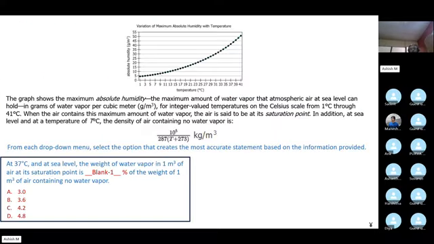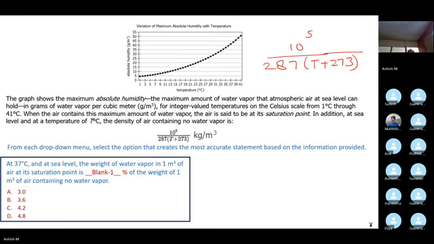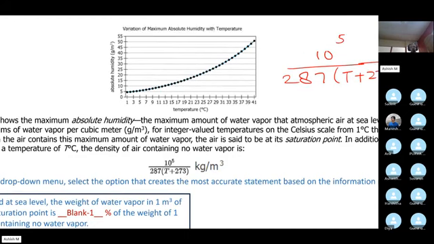So that this is very clear to everyone, this is basically 10 raised to the power of 5 divided by 287 t plus 273. The y-axis is absolute humidity, while the x-axis is temperature.